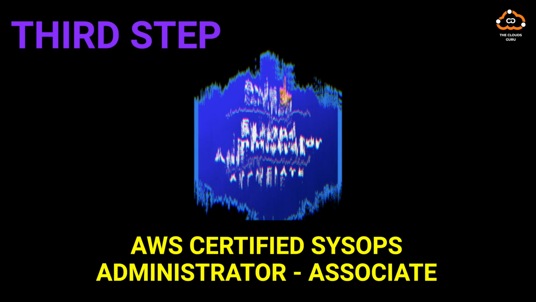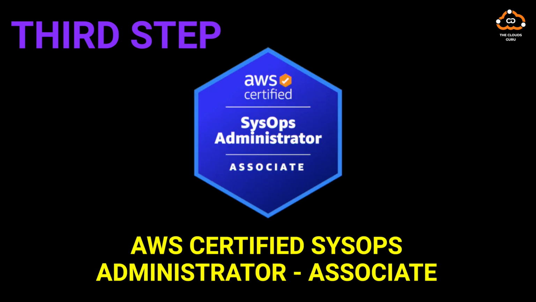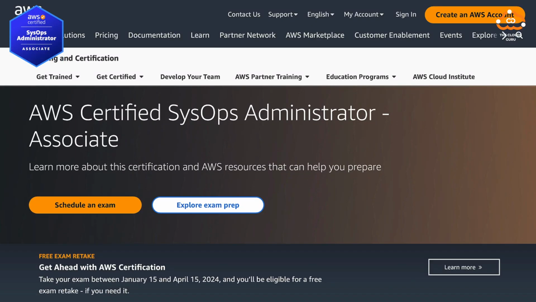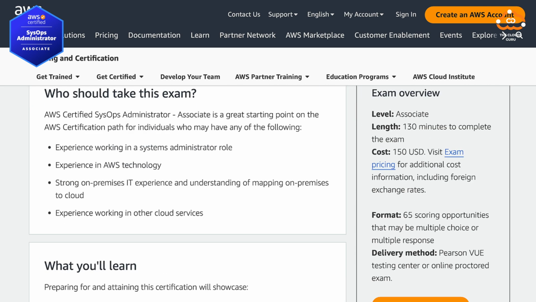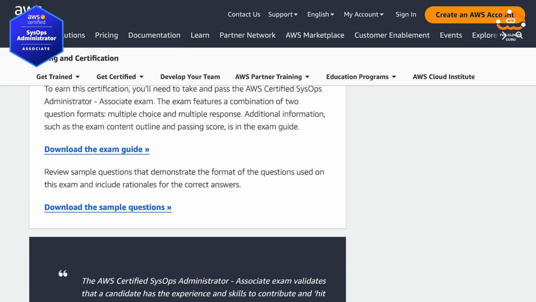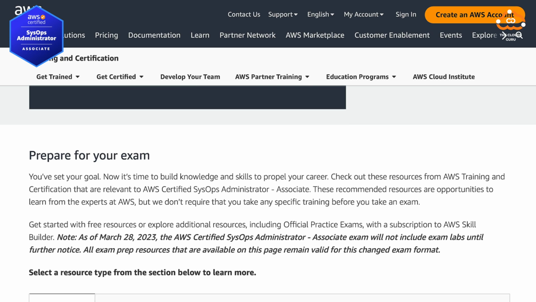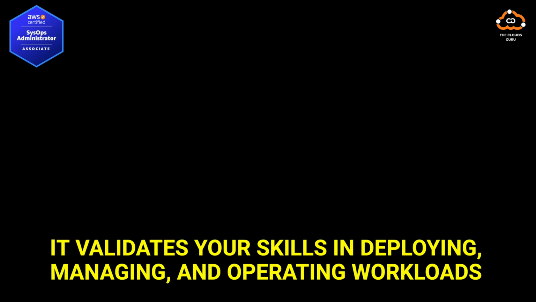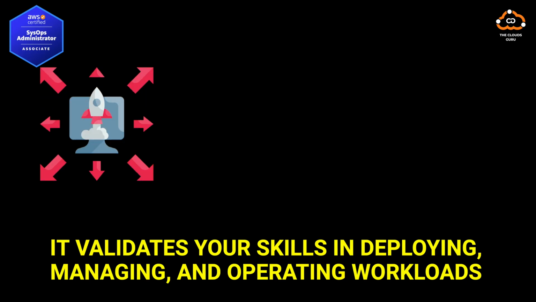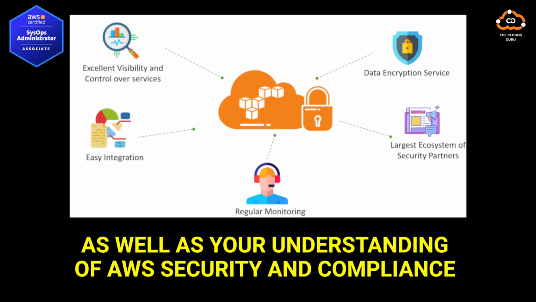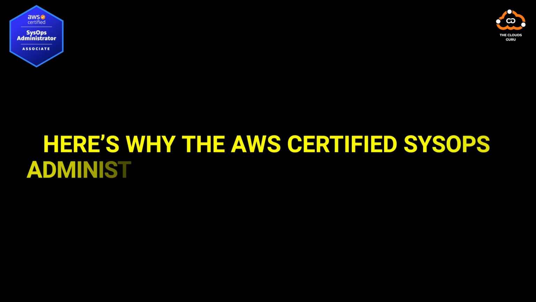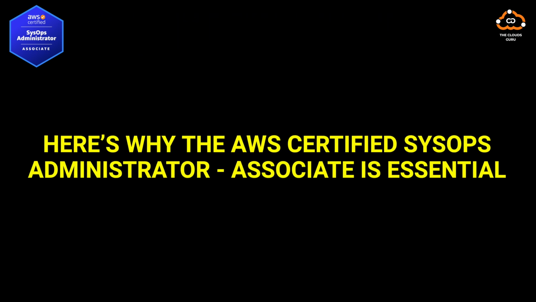Third step, AWS Certified SysOps Administrator, Associate. The AWS Certified SysOps Administrator, Associate is where things get more hands-on. This certification focuses on managing and operating systems on AWS. It validates your skills in deploying, managing, and operating workloads on AWS, as well as your understanding of AWS security and compliance. Here's why the AWS Certified SysOps Administrator, Associate is essential.